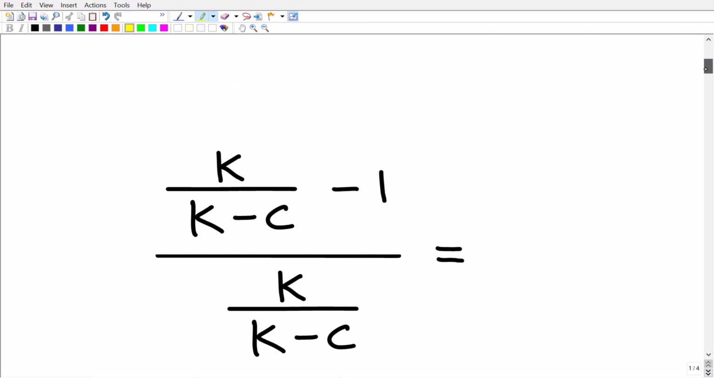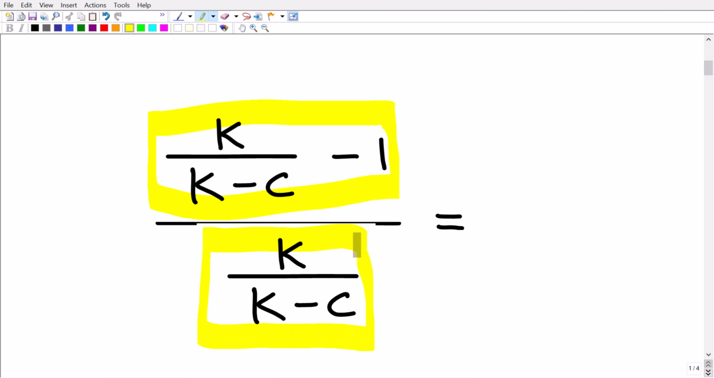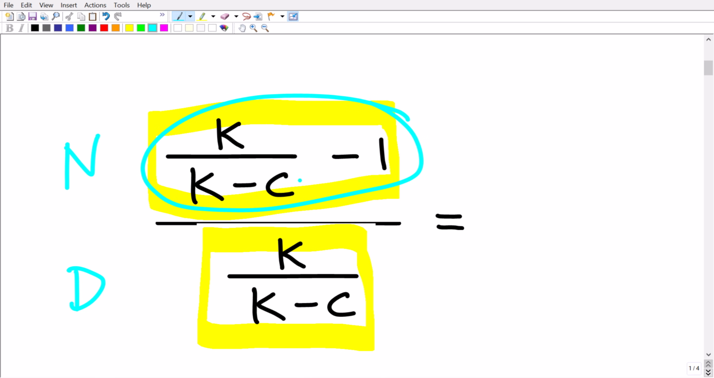So the first thing that we need to work on is the numerator. Now of course you can work down here in the denominator, but what we want to do is simplify the numerator and denominator independently before we start doing anything else. So up here in the numerator, we have to figure out what k over k minus c minus 1 is equal to. Down here in the denominator, we'll get to this in 1 second. There really isn't anything to do because we have this expression right here, k over k minus c.